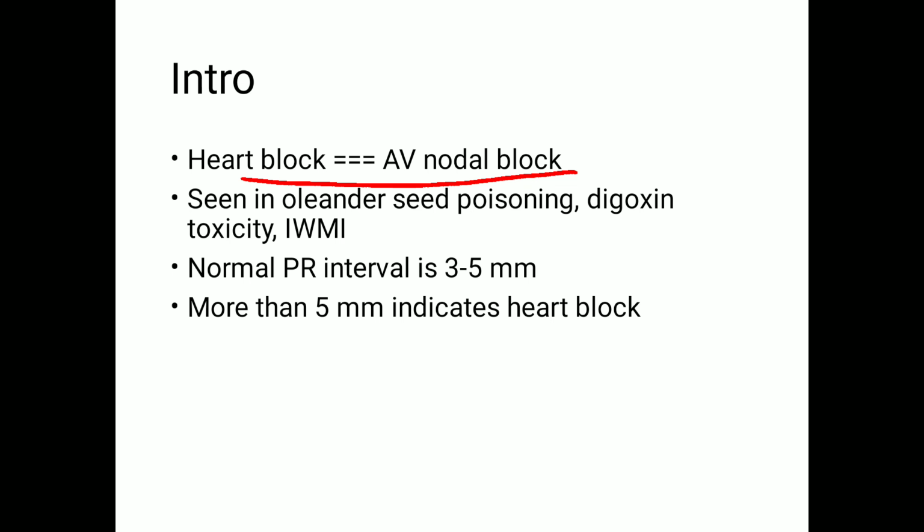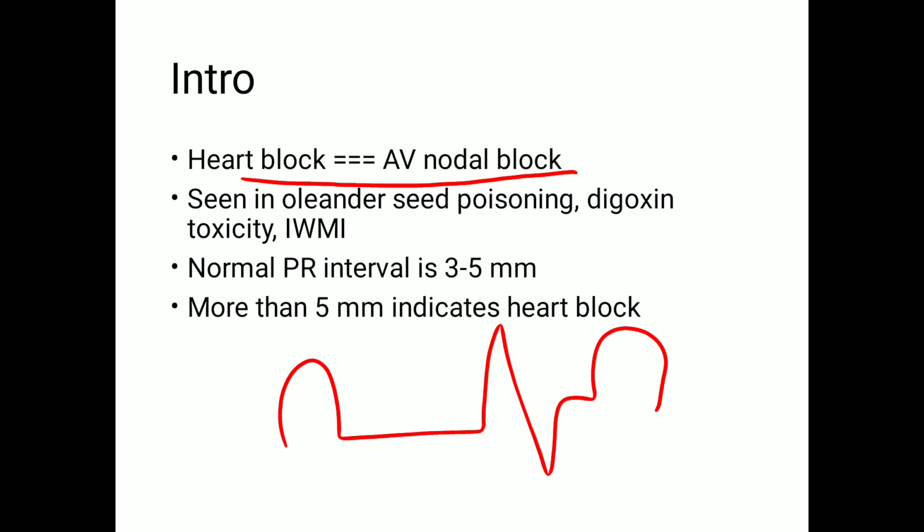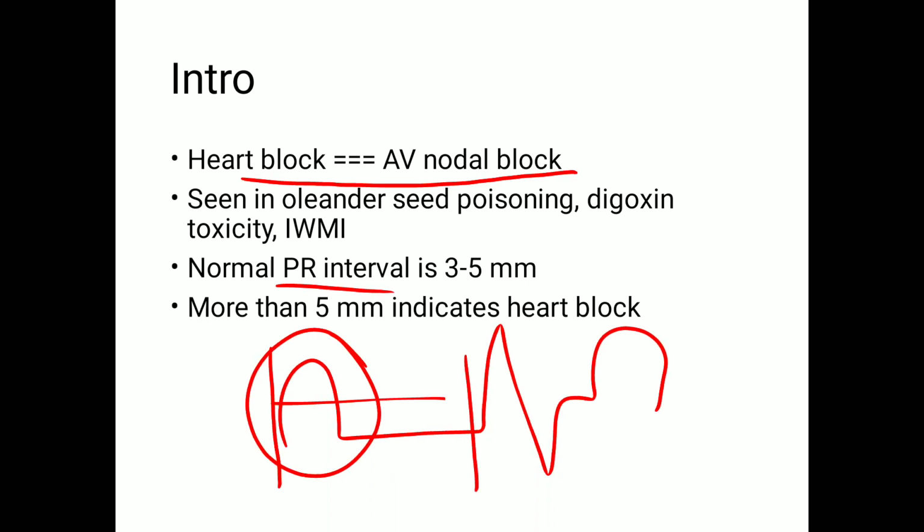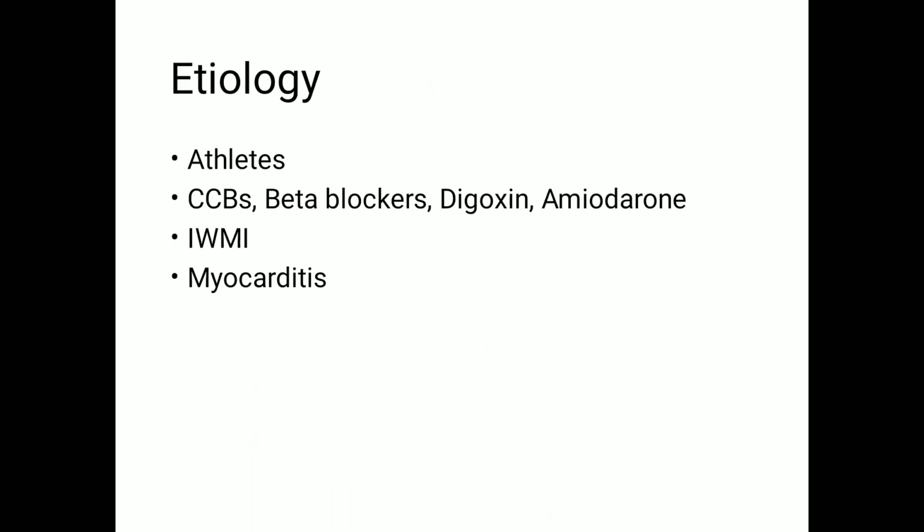We all know that the PR interval is 3 to 5 millimeter. To remember, this is the P wave, this is the QRS complex and the T wave. The term PR interval starts from the starting of P to the starting of the QRS complex. It just includes the P wave. This normally will be 3 to 5 millimeter. When it is more than 5 millimeter, it indicates the patient has AV nodal block. This is very simple to diagnose in an ECG.